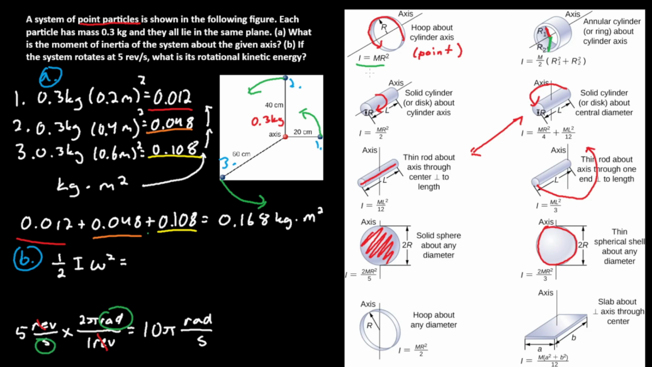So radians and seconds. So our angular velocity is 10 pi radians per second. Now that we have our total moment of inertia and our angular acceleration, we can solve for the kinetic energy. The kinetic energy is equal to 82.9 joules.